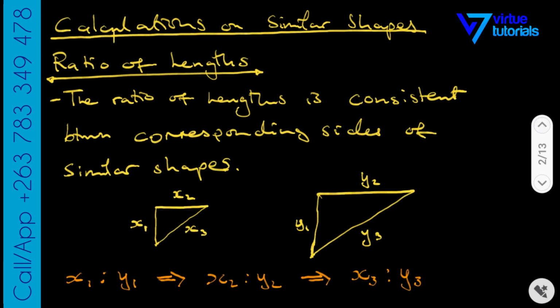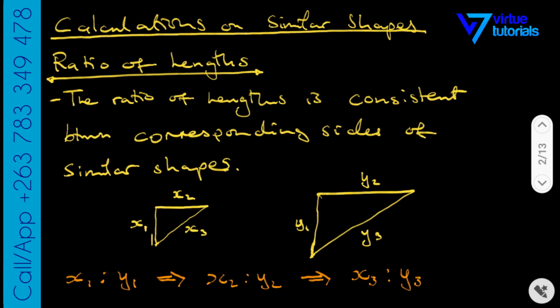Now, we want to look at calculations we can make on similar shapes. We start off by understanding the ratio of lengths. The ratio of lengths is consistent between corresponding sides of similar shapes.